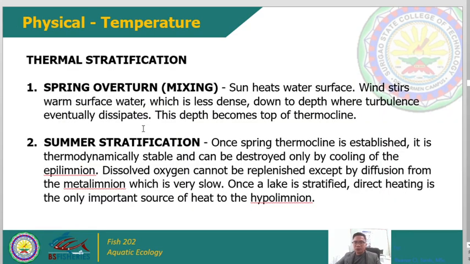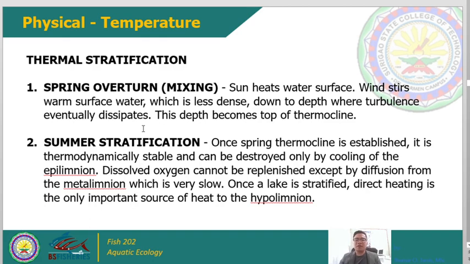Now let's proceed to the thermal stratification among the lakes found in the temperate regions. In the temperate regions, the lakes undergo what is called spring overturn or mixing. This is where the sun heats the water surface. The wind stirs the warm water, which is less dense, down to the depth where the turbulence eventually dissipates. This depth becomes the top of the thermocline. So this is the period wherein the water exchanges nutrients from the bottom towards the top. Okay? So this is called the spring overturn.